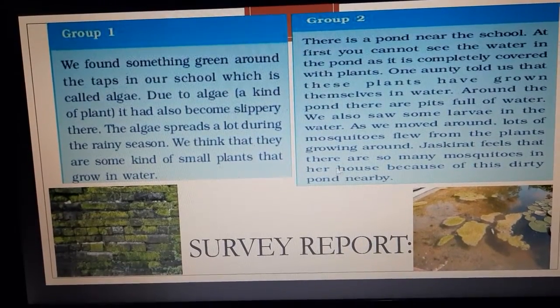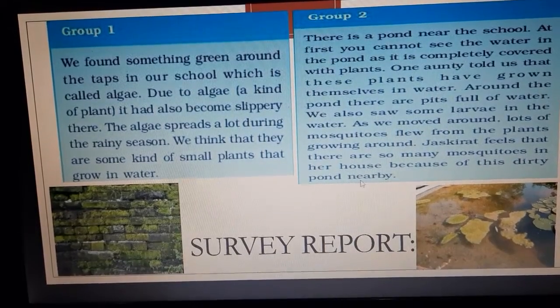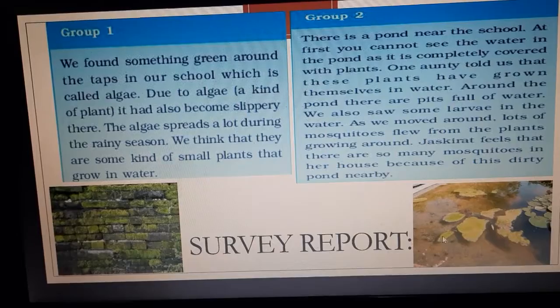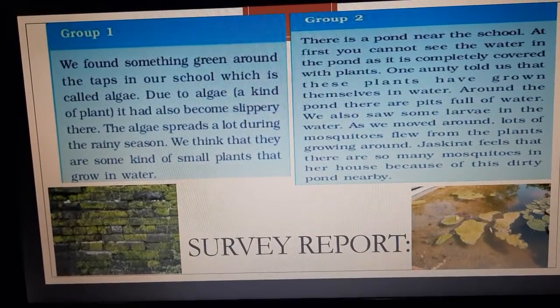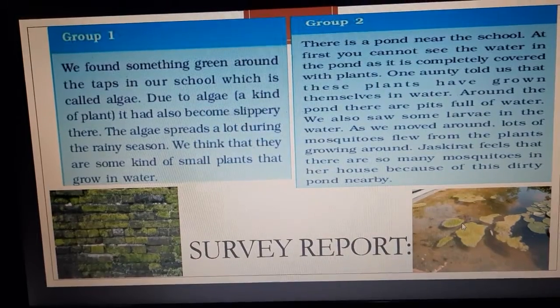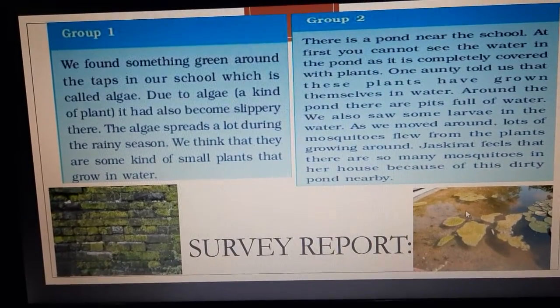Jaskirat feels that there are so many mosquitoes in her house because of this dirty pond nearby. So, this is how a dirty pond looks like, and the dirty pond is a perfect place for the mosquitoes to breed. So, we can see a lot of larvae in that pond.